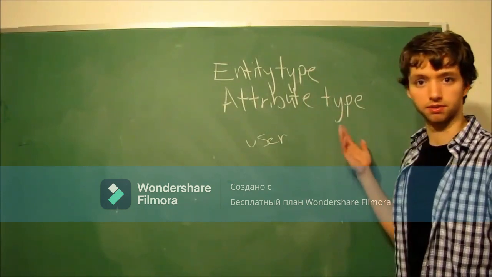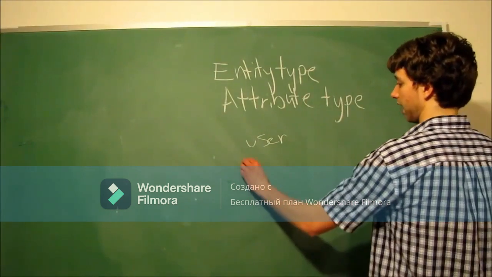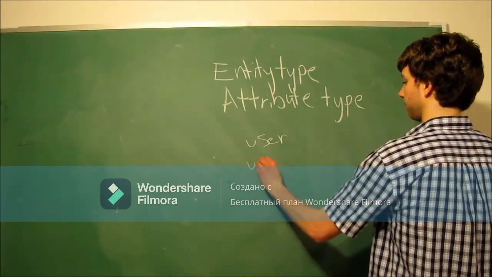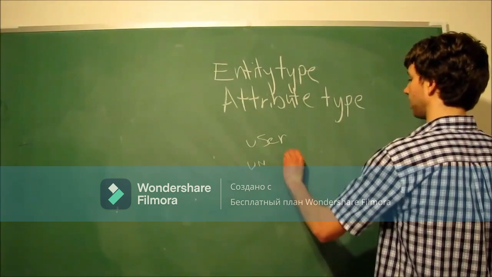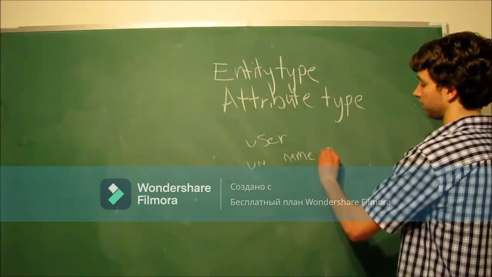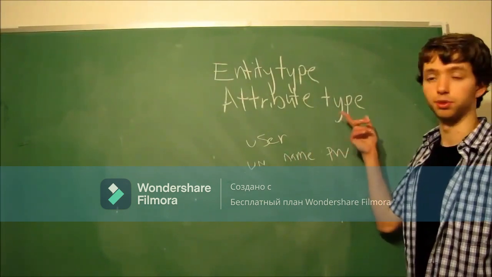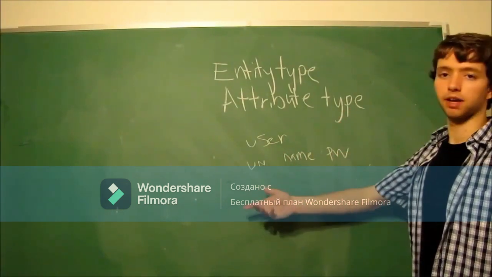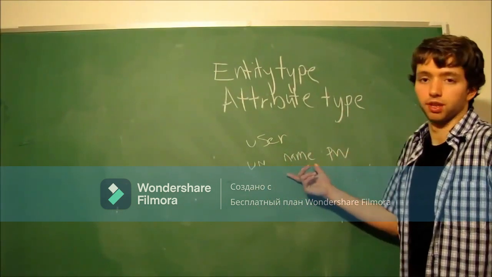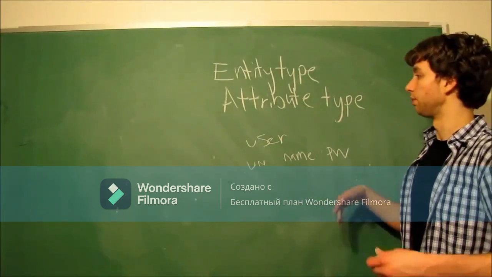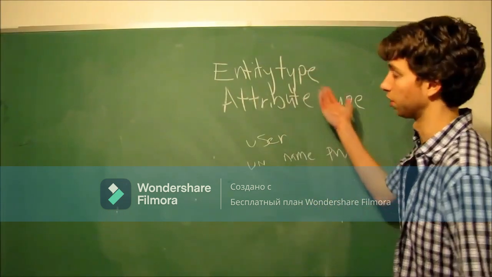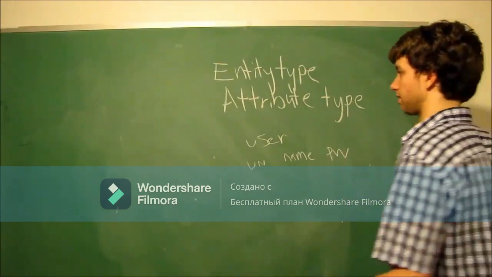The attribute type is basically the categories of attributes. So we had the username, we had the name, we had the password. These are attribute types because we don't actually have a specific value. No one's name is "name." When we actually give these specific values, they no longer are types and they become specific examples.